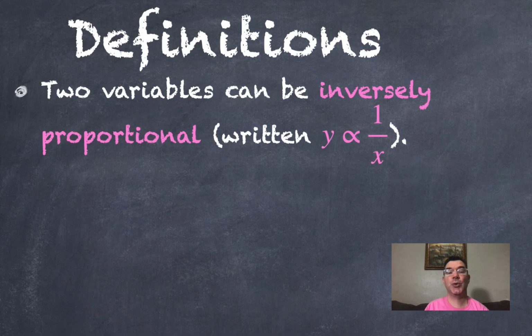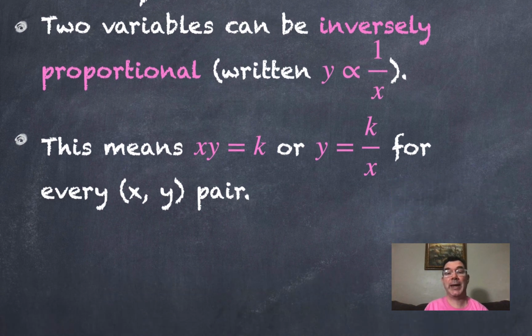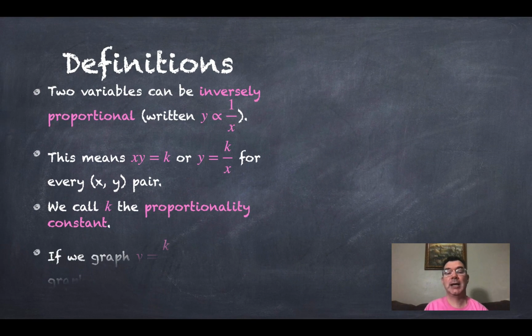We're going to say that two variables can be inversely proportional, and I can write it as y is proportional to 1 over x. So what that means is instead of the two variables dividing to give the same constant, now they multiply to give the same constant. And I can write that as x times y equals k, or if I wanted to solve it and create a function of y in terms of x, I could write it as y equals that constant k over x. And that relationship would be the same for every x-y pair in that relation. Again, k is called the proportionality constant.